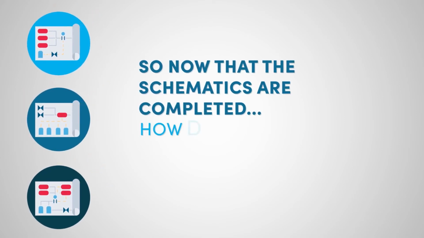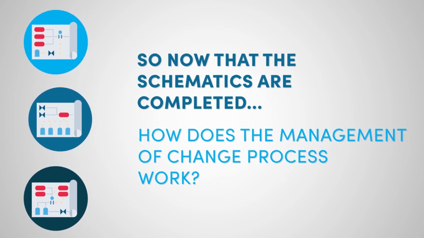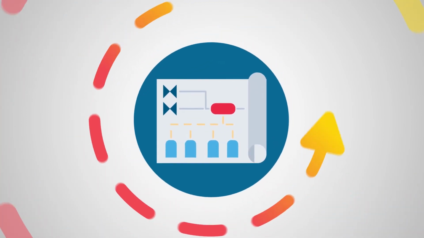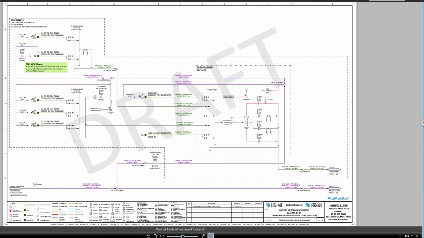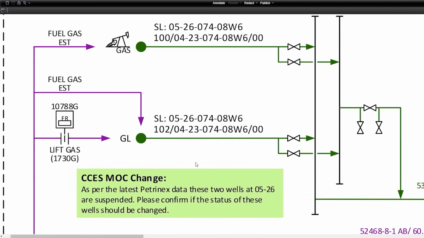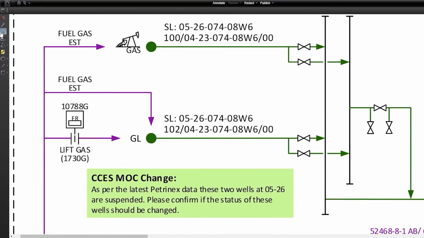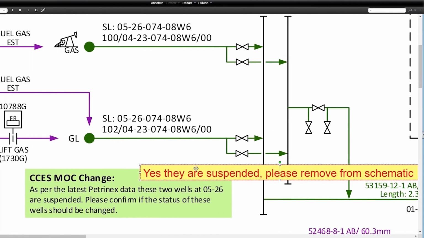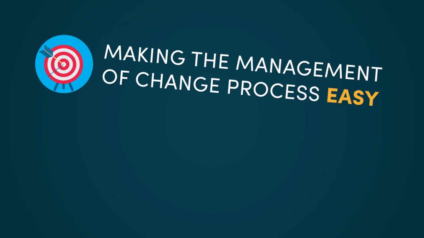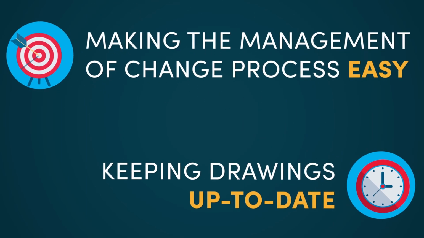So now that the schematics are completed, how does the management of change process work? Keeping measurement schematics up to date can seem like a never-ending task. While with ProMonitor Schematics, we take care of it for you. Using ProMonitor Schematics Drawing Schedule tool, we cross-reference all your data to other internal and available public data sets and let you know where mismatches or possible updates are needed. ProMonitor sends out monthly MOC reports to be verified by your team, making the management of change process easy and keeping drawings up to date.